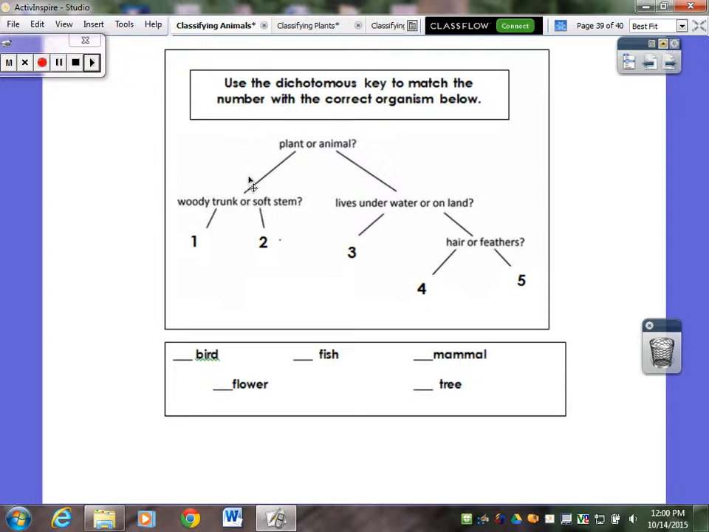And the last thing that we did was we learned how to use a dichotomous key, which is a tool that scientists use to help classify different organisms. Remember, you just ask yes or no questions to figure out what the animals are. For example, if we're trying to figure out if it's a bird, we ask: is it a plant or animal? It's an animal. We'll follow that down. Does it live in water or on land? It lives on land. Then we come down: does it have hair or feathers? It has feathers, so number 5 would be a bird. And if you're like me, I like to use my finger to literally trace and follow through. Yeah. Absolutely.